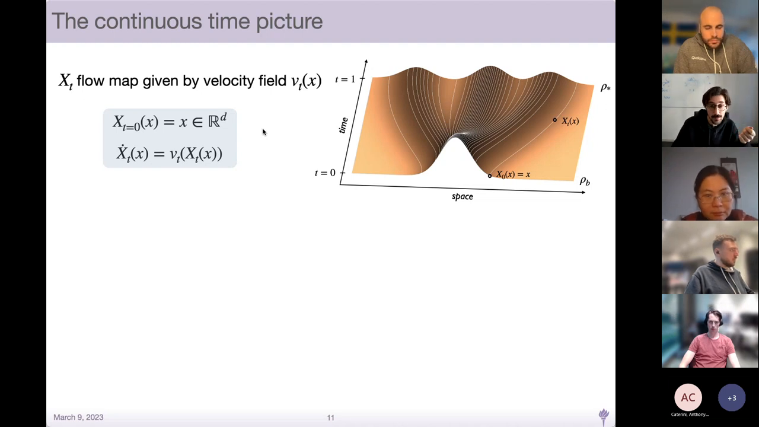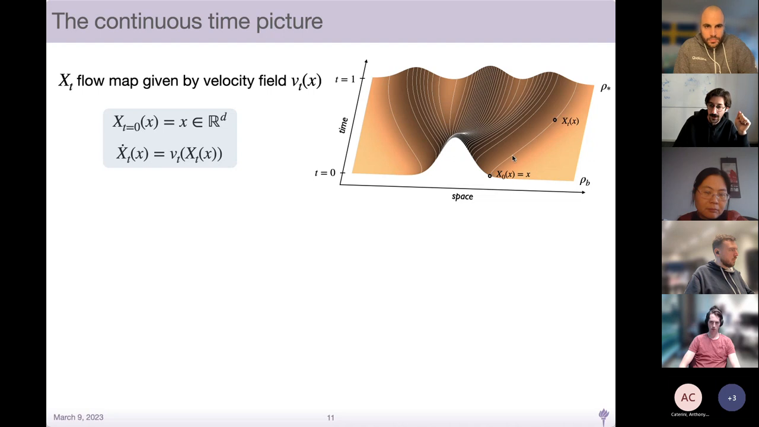I have a sample, little x, that's maybe, for example, from my base density. At time t equals 0, xt at t equals 0 is just going to be equal to that initial sample, as given pictorially in the bottom right of this graph. And then I'm basically saying the time derivative of this flow map is given explicitly by the velocity field evaluated at that point in the flow.